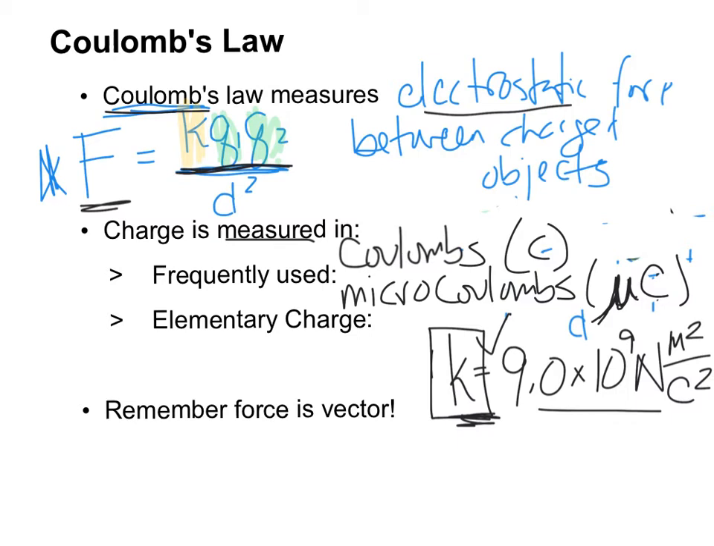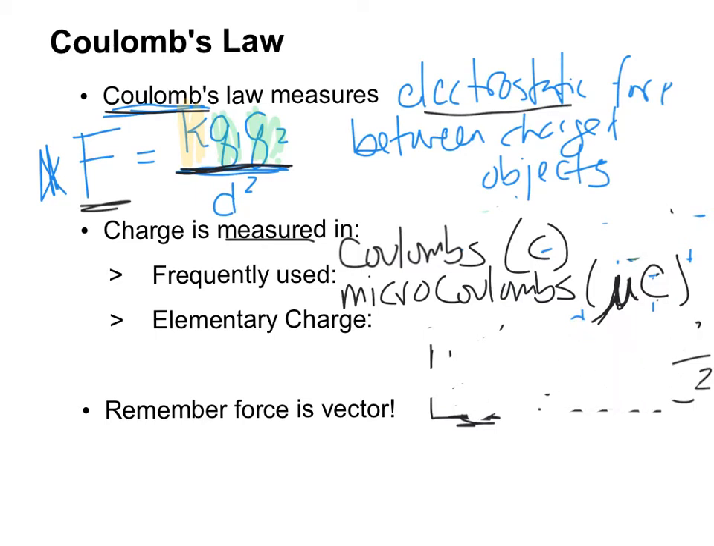So let me just make a little bit more space here, get this out of the way, because I want to make sure that we recognize that we are looking at microcoulombs here. So 1 microcoulomb is equal to 1 times 10 to the negative 6 coulombs. It's 1/1,000,000th of a coulomb. It's a pretty small value.